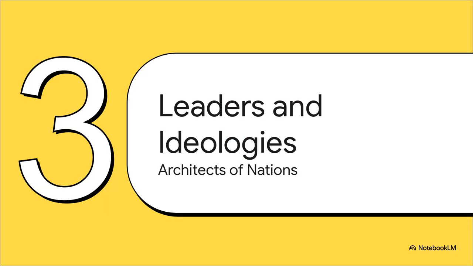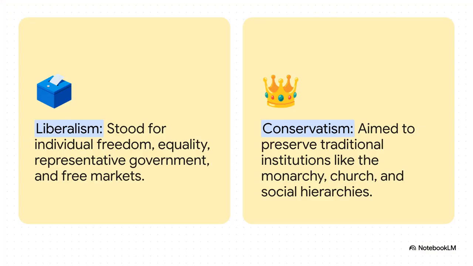Okay, so anger and hardship can definitely fuel a rebellion, but they can't build a nation. For that, you need architects, leaders with powerful, unifying ideas who can take all that raw anger and shape it into something new and lasting. In 19th century Europe, this was basically a huge clash between two big ideas. On one side, you had the liberals. They were inspired by the French Revolution and championed things like individual freedom, constitutions, and government by the people.